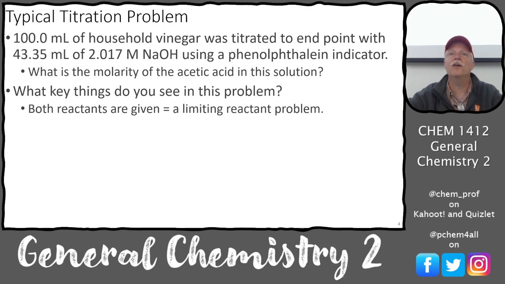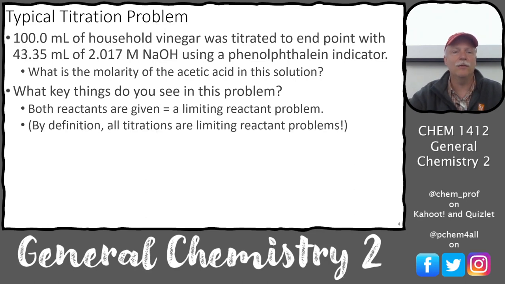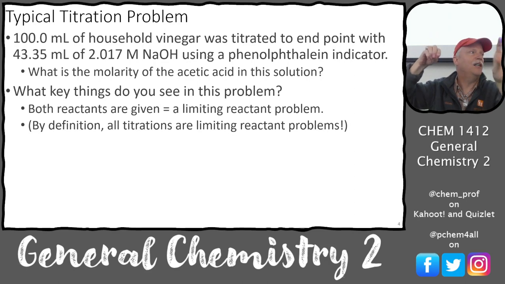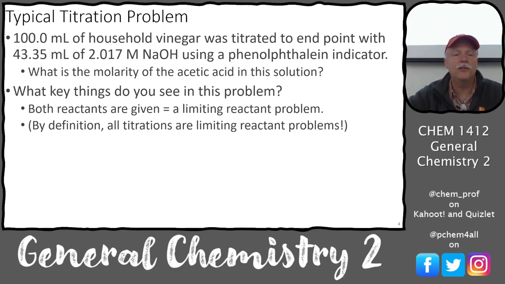You're going to run out of one of those unless you get lucky and they both match, like they both run to zero and you have the same X. So in the little stoichiometry table, if you get the same X for both of them, you have a stoichiometric amount. But that's pretty rare. Normally you run out of one. So this is a limiting reactant problem. And by definition, all titrations are limiting reactant problems because you're taking one reactant and you're titrating with the other until you run out of it. And when you run out of it, then you calculate the other and see the information about the unknown that you're looking for.